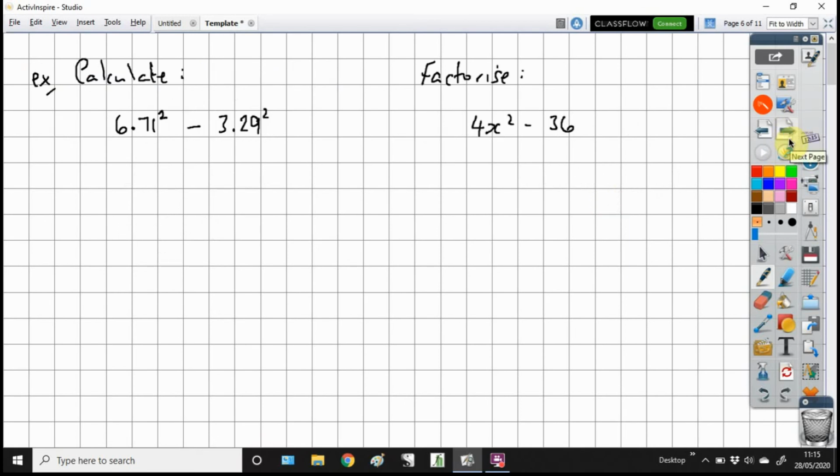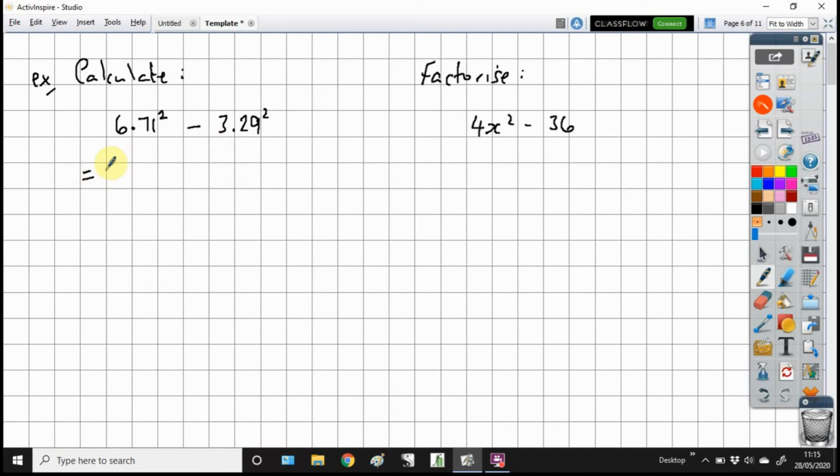It can also be used numerically. 6.71 squared minus 3.29 squared. Now, doing that without a calculator looks horrendous. 6.71 squared is going to be about 40. But there's going to be 4 decimal places in the answer. And 3.29 squared, that's going to be about 12 or 13, but again, there'll be 4 decimal places in the answer. And then we're going to have to subtract them. That's at least 3 fairly lengthy calculations that we'd rather not do if we can help it.